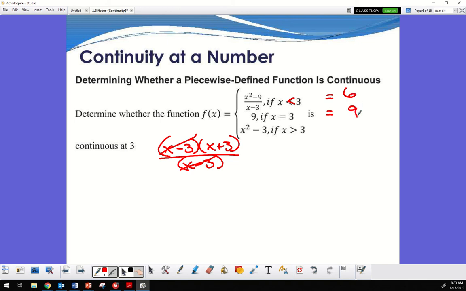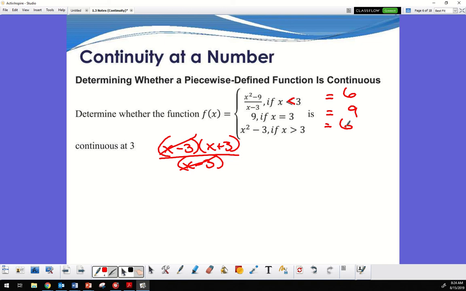Okay. And now let's look at greater than. That means I'm going to be talking about my right-hand side. So for the right-hand side of this function, I plug that in and see what I get. It's going to be 3 squared is 9, minus 3 is equal to 6. Now, let's see. The left side goes to 6. The right side goes to 6. But in the middle, do they go to that same number? No, because that's 9, right?